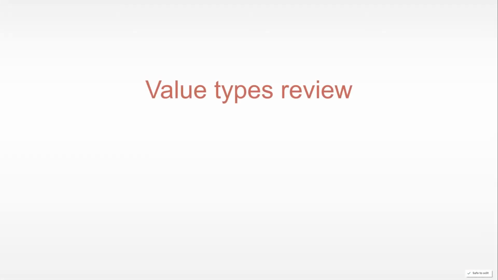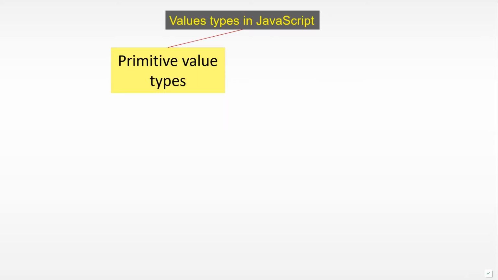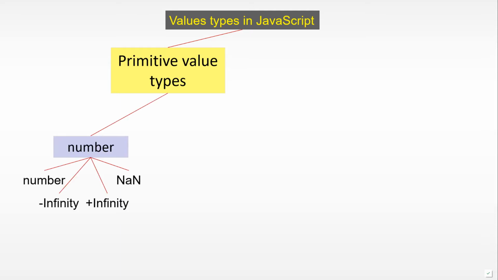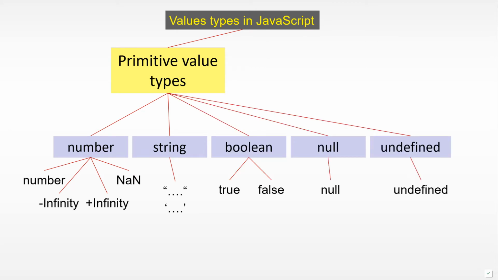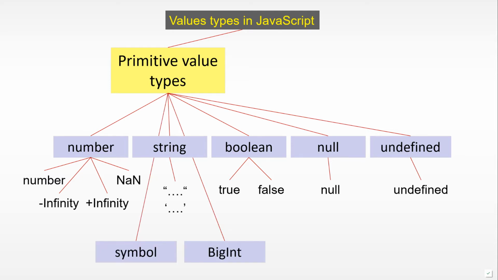We have spent a fair bit of time discussing value types in JavaScript, and this was in fact the main topic which we covered in the first part of the course. We talked about the primitive value types, things such as number and their subcategories, strings, booleans, the two empty types, null and undefined, the two specialized types, symbol and bigint. We talked about the fact that primitives are copied by value.